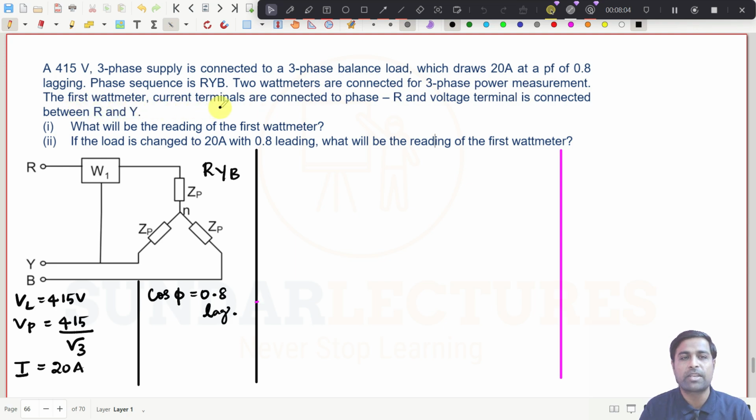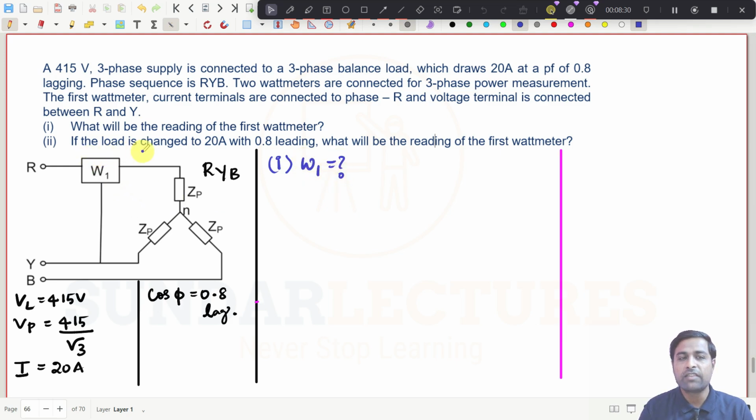The first wattmeter's current terminals are connected, so they are just telling which terminals. It is R, and the voltage terminal is connected between R and Y. Current terminal is connected through R, and voltage terminal is between R and Y, right? What will be the reading of the first wattmeter? That is the first question: we need to find W1.